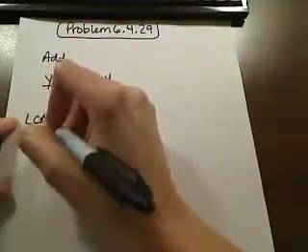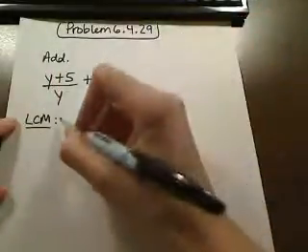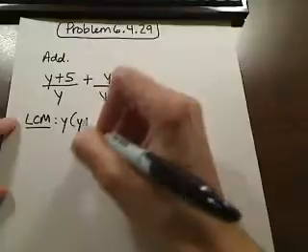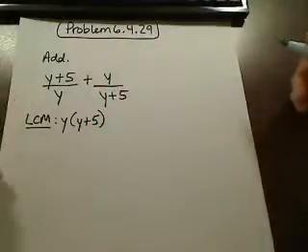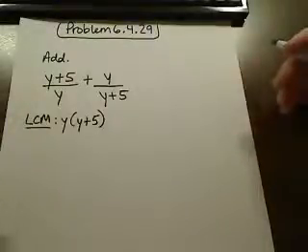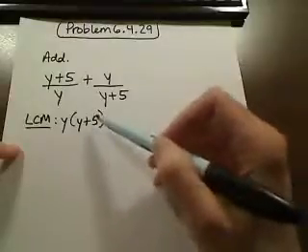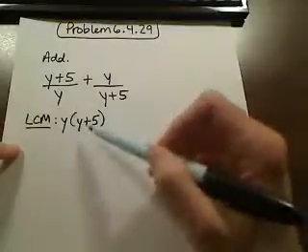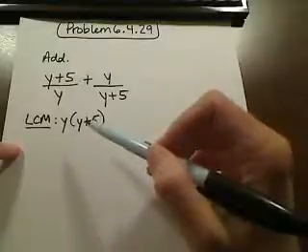So we're going to go ahead and just identify the LCM as y times y plus 5. Now the LCM in these problems is the same as the common denominator. It will be the common denominator once you've identified it. So this is the common denominator that we're trying to get. In other words, this is our goal. This is what we want it to look like when we're done with the problem.